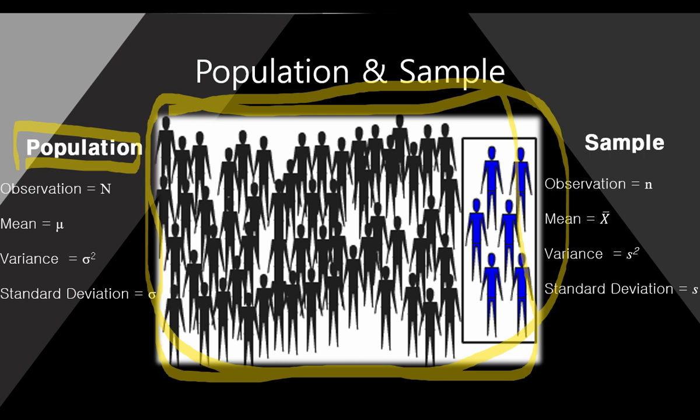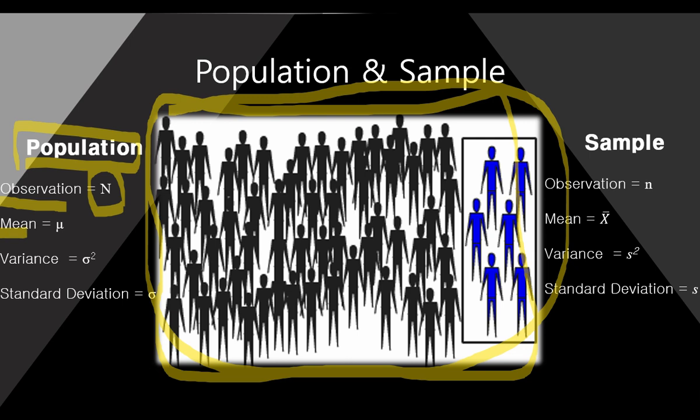So, when we describe the population, for example, the observation size means how many people are in your population: 1 million, 2 million, 10 million. That is the observation size. So the size of a population is described with the symbol large N. So large N equals 1 million, 2 million, 10 million, anyway.